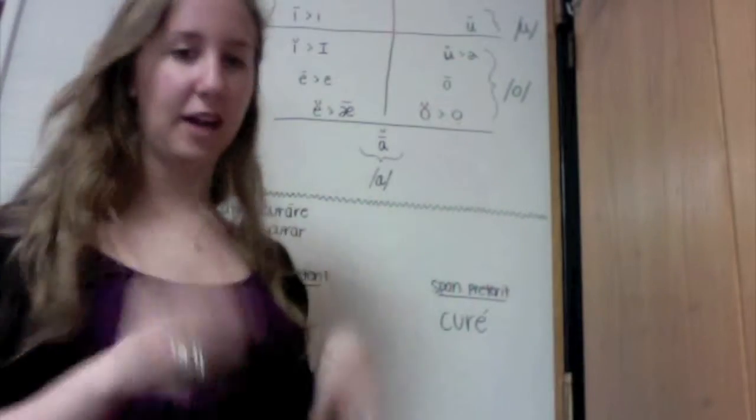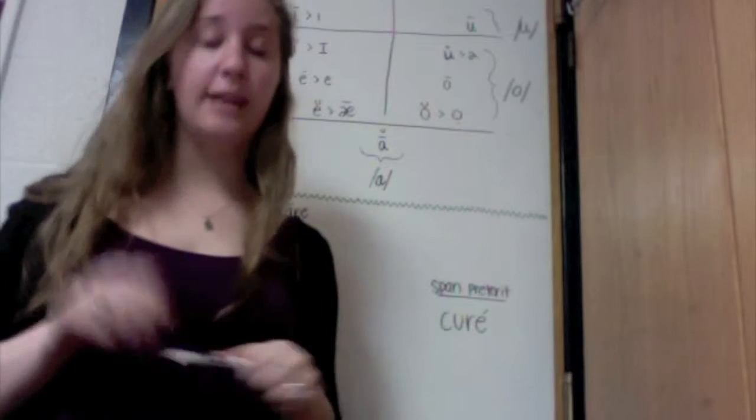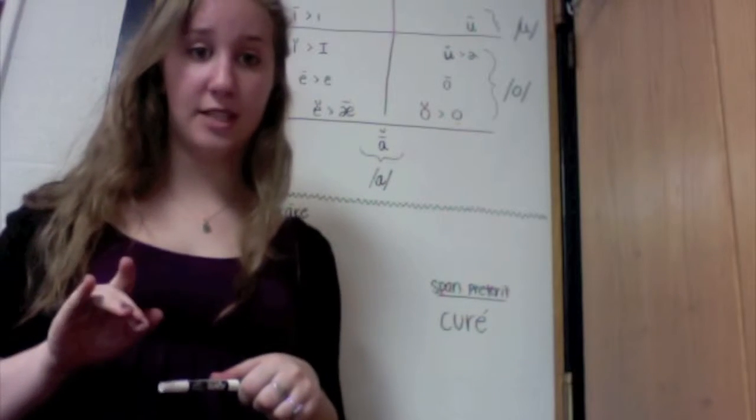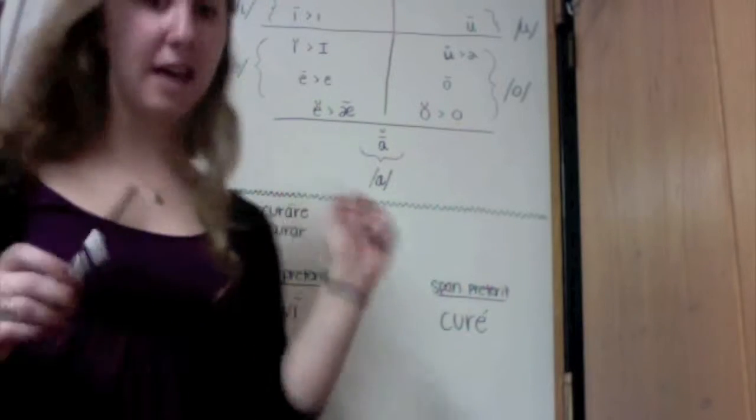There's another way that this whole vowel chart is really helpful. When you see 2 vowels together in Latin, such as A, U, you can use this chart to help you.